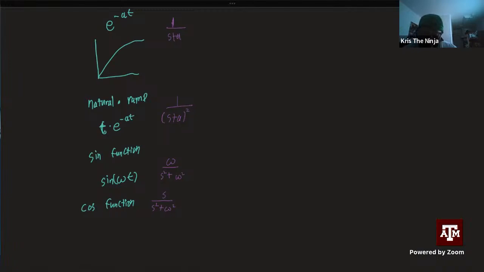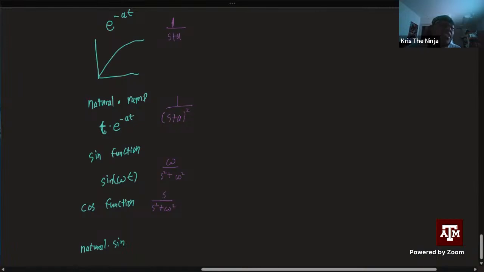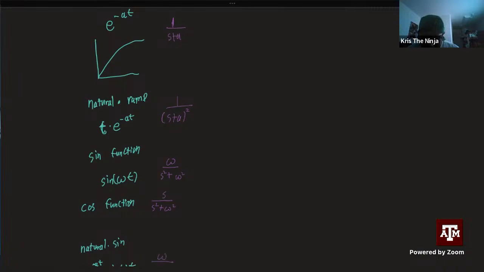If you have a natural exponential function times the sine function, I think it's e to the minus at, times sine omega t, then you get a Laplace transform of omega over (s plus a) squared plus omega squared.